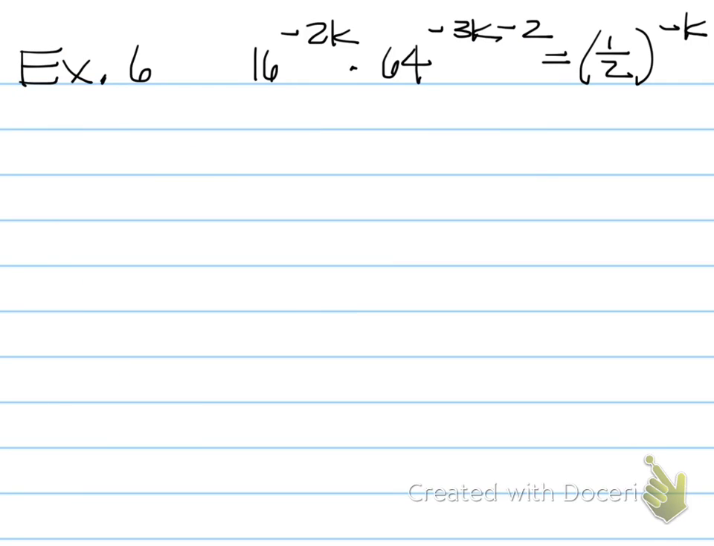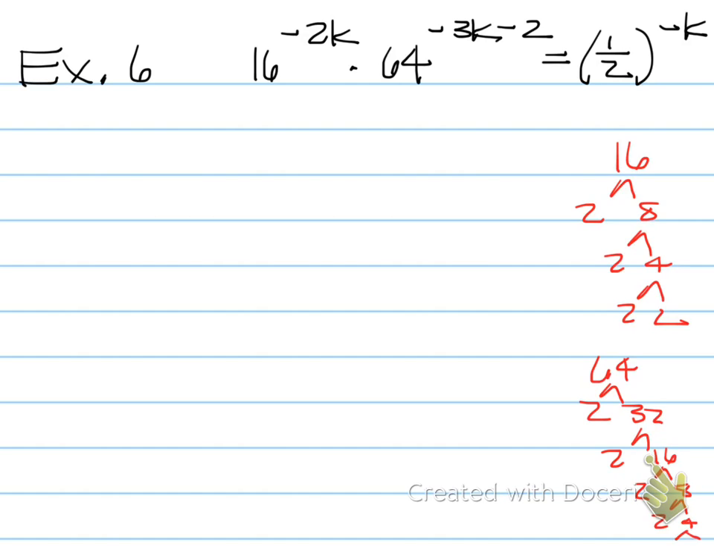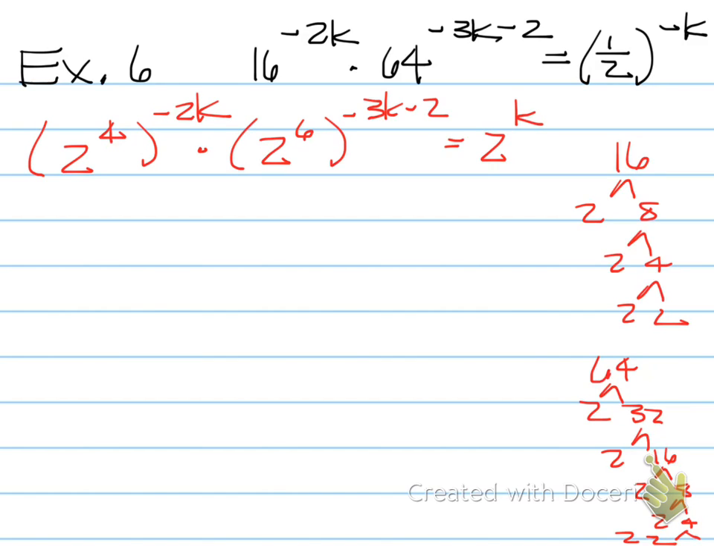And now we want to rewrite the 16 and the 64 as an exponent with a base of 2. 16 can be rewritten as 2 to the 4th power. 64 can be rewritten as 2 to the 6th power. So 2 to the 4th power raised to the -2k power would be 2 to the -8k. And then 2 to the 6th power raised to the -3k minus 2 power is going to be 2 to the -18k minus 12.